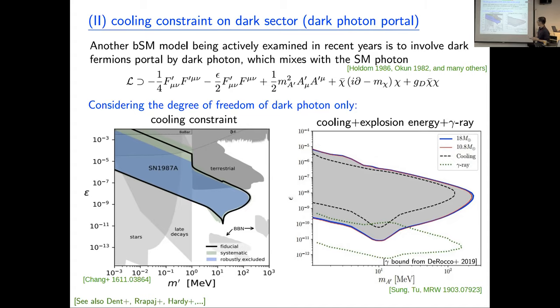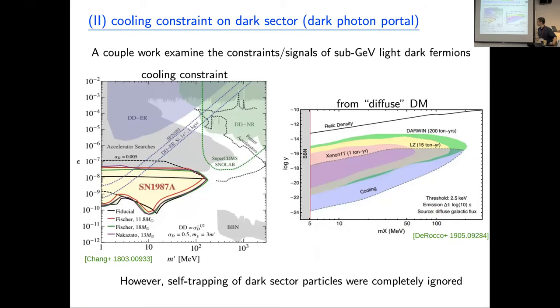There are also other bounds that one can put in addition to the Raffelt bound, which is what we proposed last year, and another one is from gamma rays. So supernova has been considered a useful probe to constrain dark photon mixing with standard model photons. More recently, a couple of works examined the potential constraint on sub-GeV light dark particles with supernova, again using a similar cooling constraint. For example, the left-hand side figure is from Chang et al. in 2018, which shows that once again supernova can provide a good constraint on the parameter space, below some experimental reaches. The right-hand side is somewhat similar.